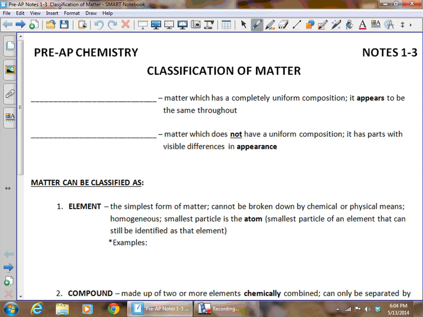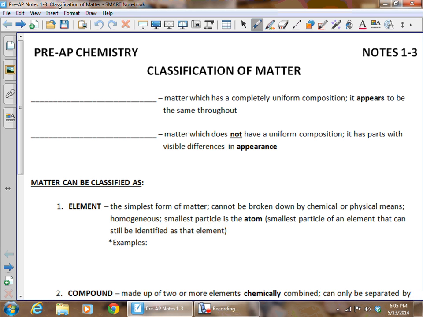Our final set of notes deals with classifying matter based on the kind of particles that it's made up of. Now, one of the things that we need to be able to describe matter using are some terms that talk about what they look like, as far as whether they look the same all the way through or if you can see different parts in the material.